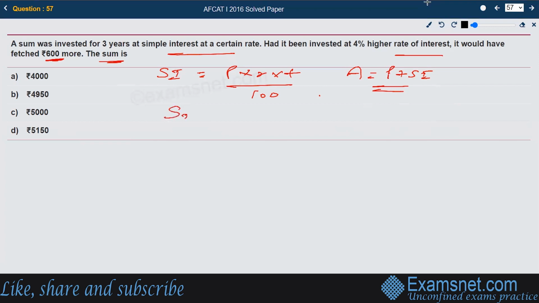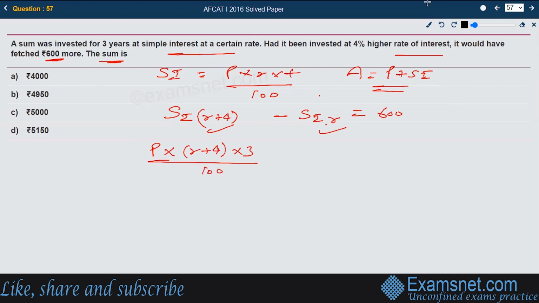So we can write it like this: SI with rate percent 4% higher minus SI at the normal rate percent, which was used earlier. This difference, he is saying, is 600 rupees. So we're going to use simple interest with R plus 4. For that we need a principal value. The principal value is not given, so let us take P into, in place of rate we'll keep R plus 4, into T, the time, is 3, upon 100. That is the interest for the 4% higher rate, minus principal into rate, which is not known, time again 3 by 100, and this value comes out to be, he says, 600.